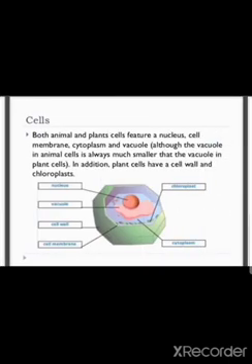Both animal and plant cells feature a nucleus. A nucleus controls all the activities of the cell, and both animal and plant cells also contain cell membrane, cytoplasm, and vacuole. Although the vacuole in an animal cell is always much smaller than the vacuole in a plant cell. In a plant cell, it is a bag-like structure, and the vacuole is big as compared to the animal cell. In addition, plant cells have a cell wall and chloroplast, whereas in an animal cell there is no cell wall and there is no chloroplast.